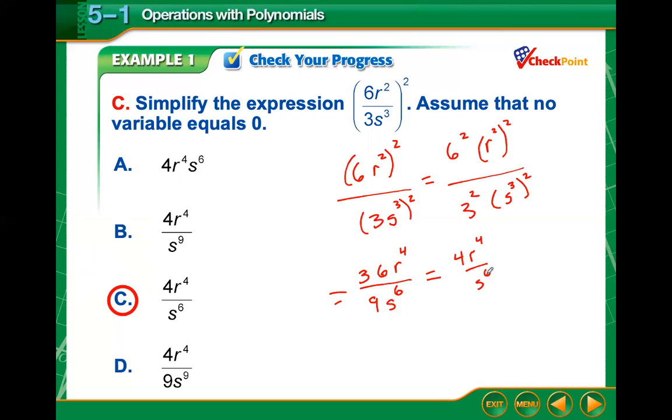That is the end of this video. This was just a brief overview of properties of exponents that we did actually in class.